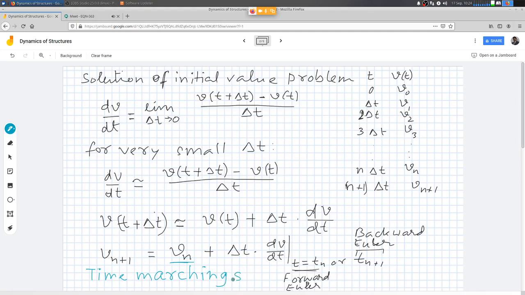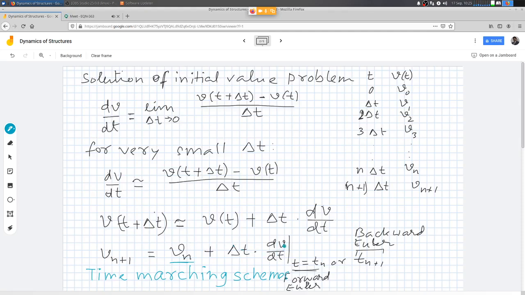Time marching schemes, and the simplest one is of course, if you know the derivative function, then all that you need to do is evaluate it at some time, multiply it by the increment delta t, and add this to the previous value of the unknown variable at time t, to predict the variable at t plus delta t.